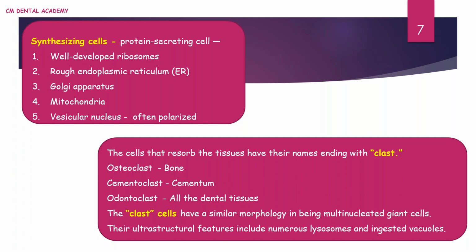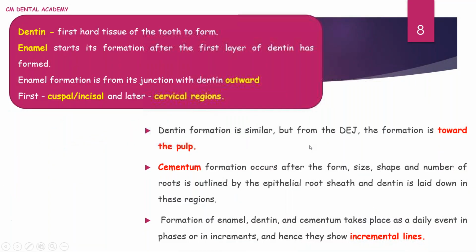The clast cells have a similar morphology to the multinucleated giant cells. The name itself suggests it: multinucleated means multiple nuclei, giant means it is bigger in size. So these clast cells resemble the multinucleated giant cells. Their ultrastructural features include numerous lysosomes and many ingested vacuoles.